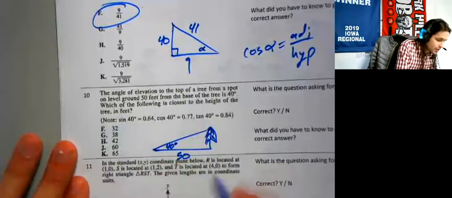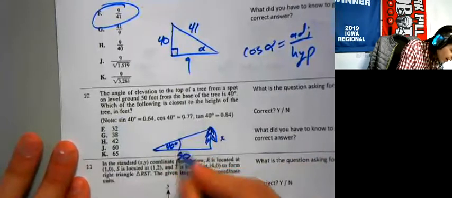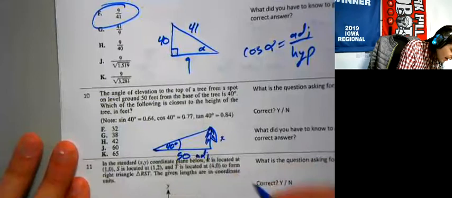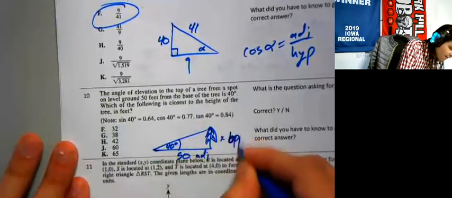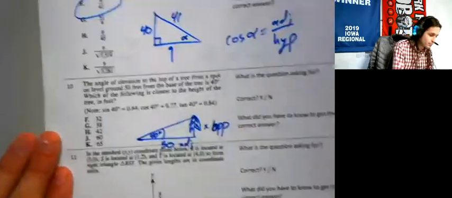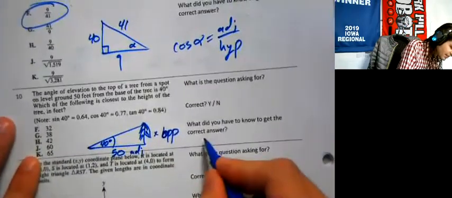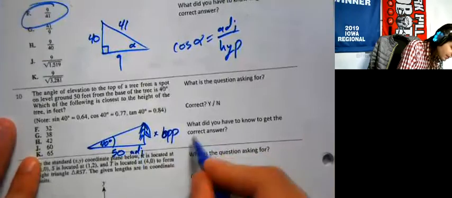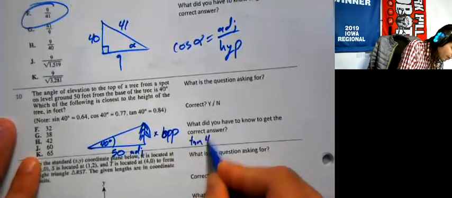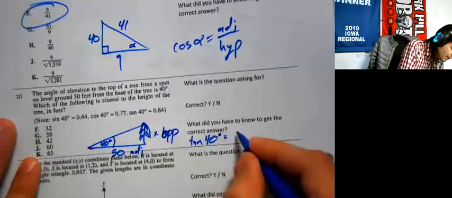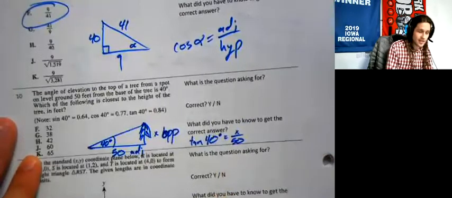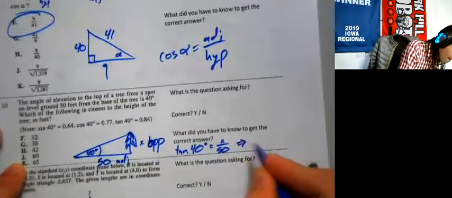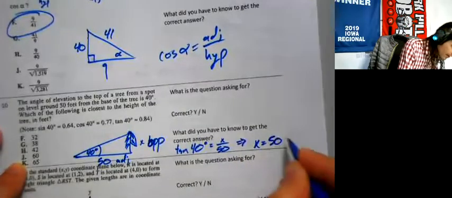Well, what do I know? I know an angle. I know the adjacent side, and I want to know the opposite side. So I might write a formula down that says opposite and adjacent. Tangent of 40 equals x over 50. And if I want to find x, then x is 50 times the tangent of 40 degrees.